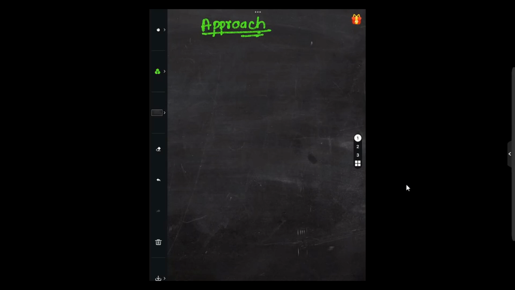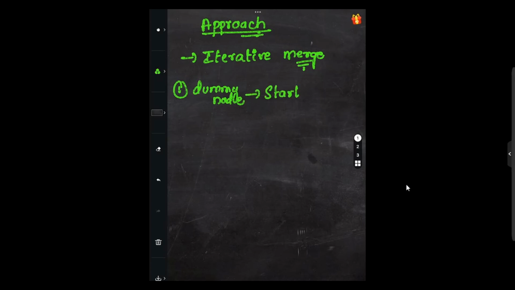We'll be making use of the iterative merge approach. Just keep in mind, we'll be making use of the iterative merge approach. What will be the first step here? We have to create a dummy node as a placeholder just to start the merged list. This is important.